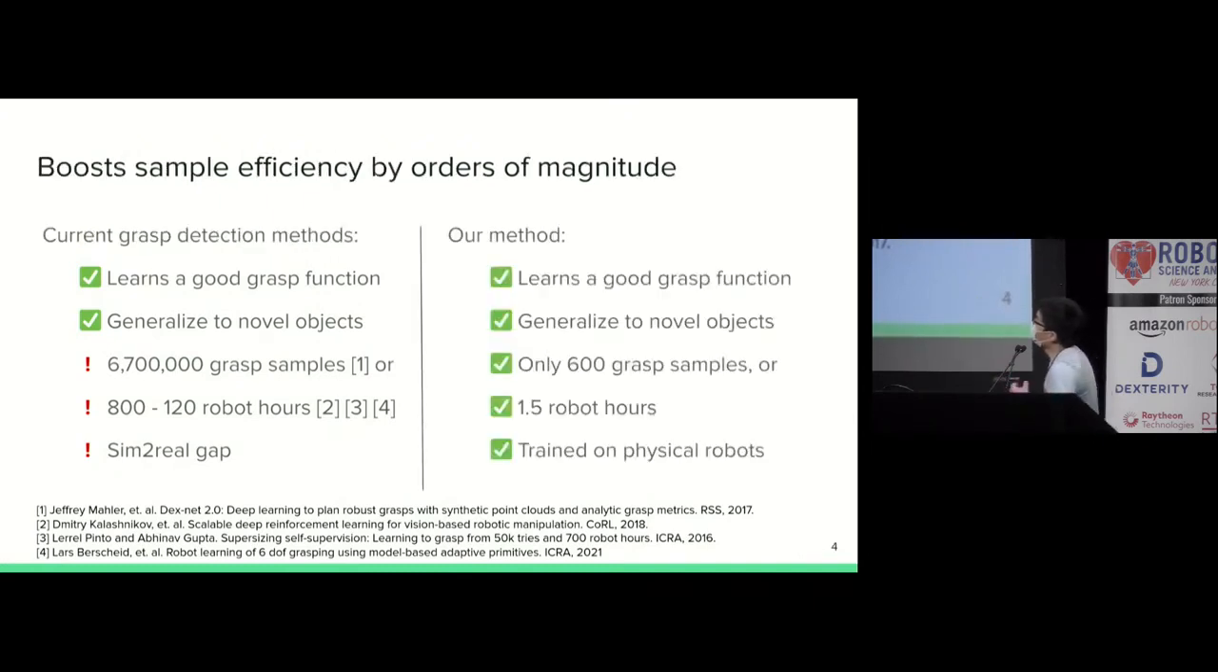Our method is not only able to learn a good grasp function and have generalization ability, but also boosts the sample efficiency by orders of magnitude, so that we only require hundreds of grasp samples or, equivalently, 1.5 robot hours. Such high sample efficiency enabled us to train from scratch on a physical robot, therefore overcoming the sim-to-real gap or potentially the uniqueness of the robot hardware.